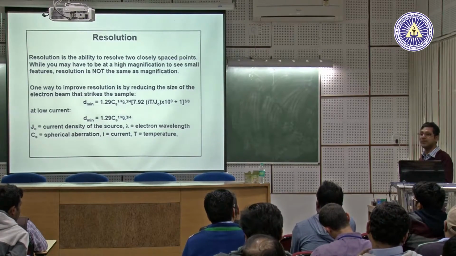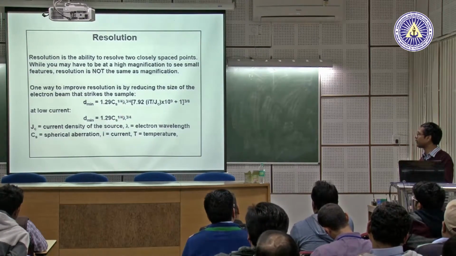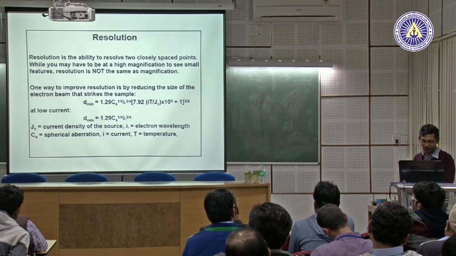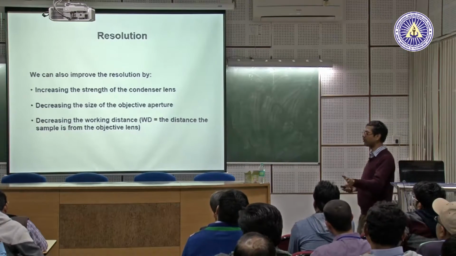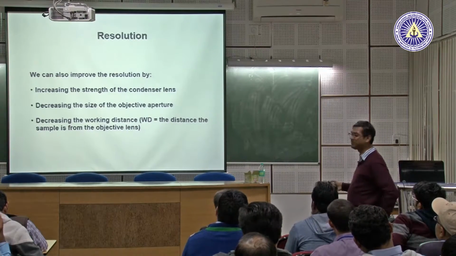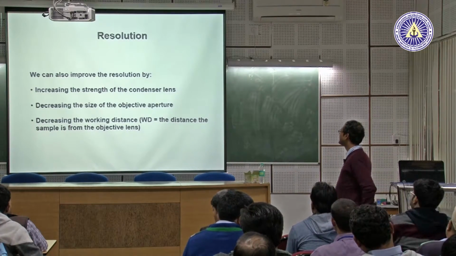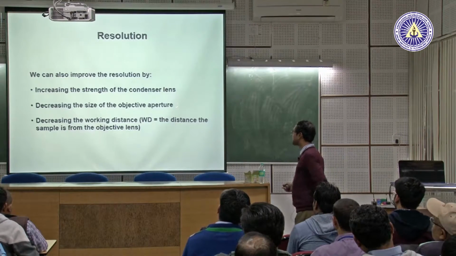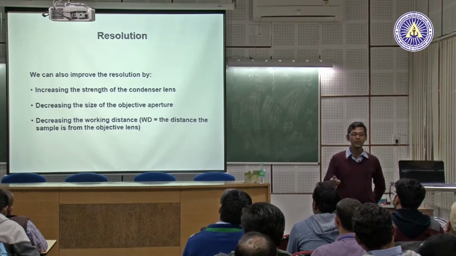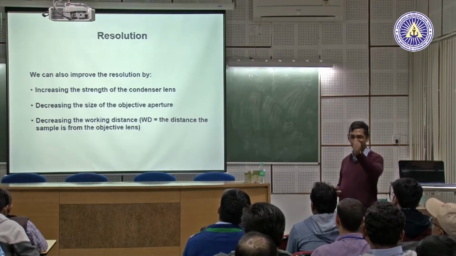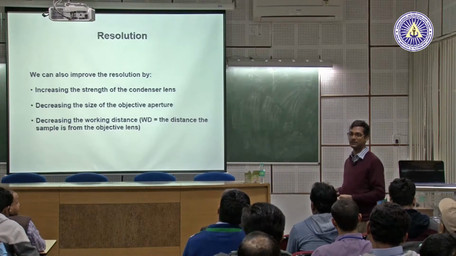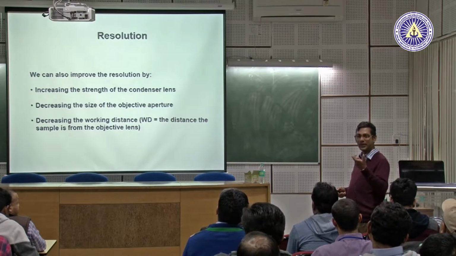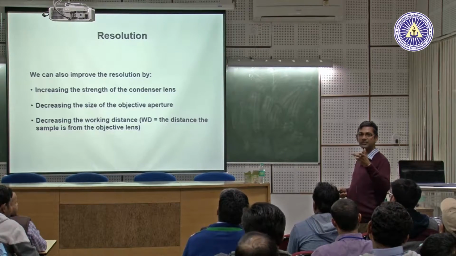This is what you have seen in many books. Cs to the power 1/4 and lambda to the power 3/4. Okay. So these are all important aspects for you guys. Very simple message. You can improve resolution by increasing the strength of the condenser lens. How do you do that? That means you can make the beam finer and finer and finer, correct? You can do it by changing the aperture, the condenser aperture.